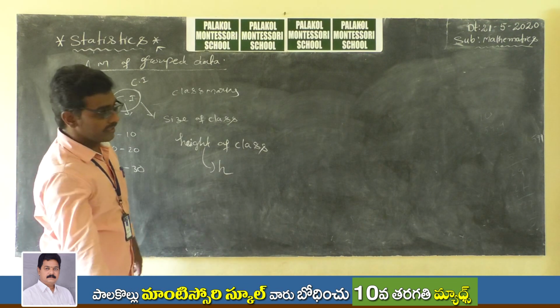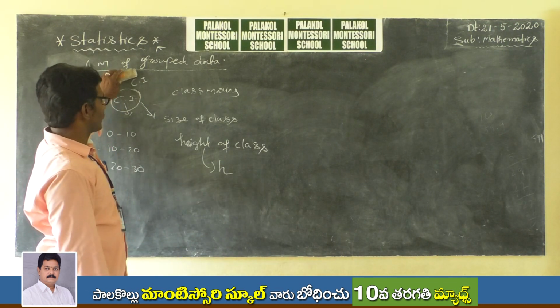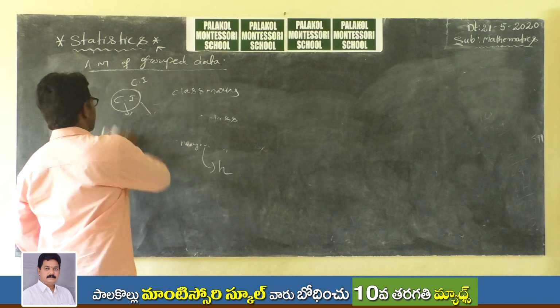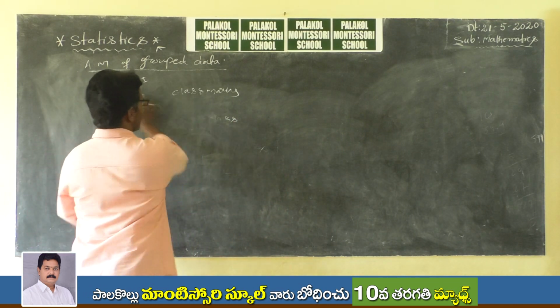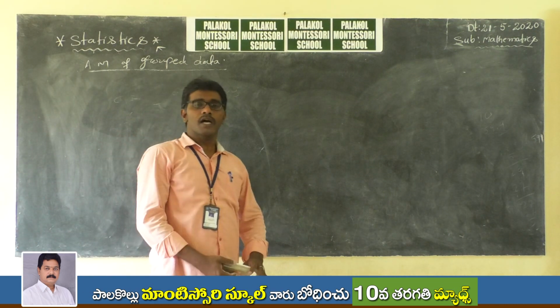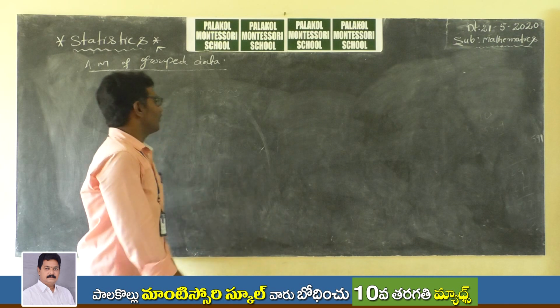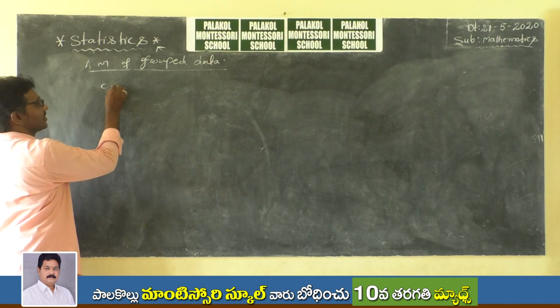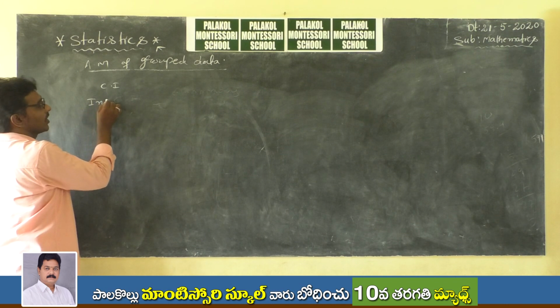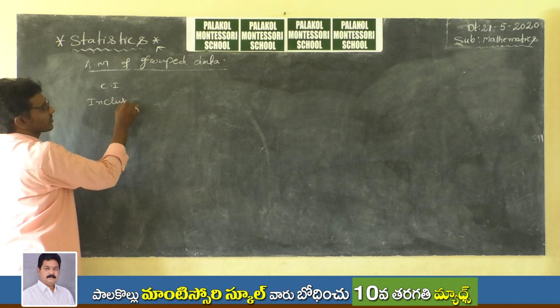Okay guys, this again divides the two types of the class. One is a inclusive classes, another one is a exclusive classes. I write that one table on the blackboard. You first observe the table. So I write a class intervals. What type of the class intervals again? Inclusive classes.